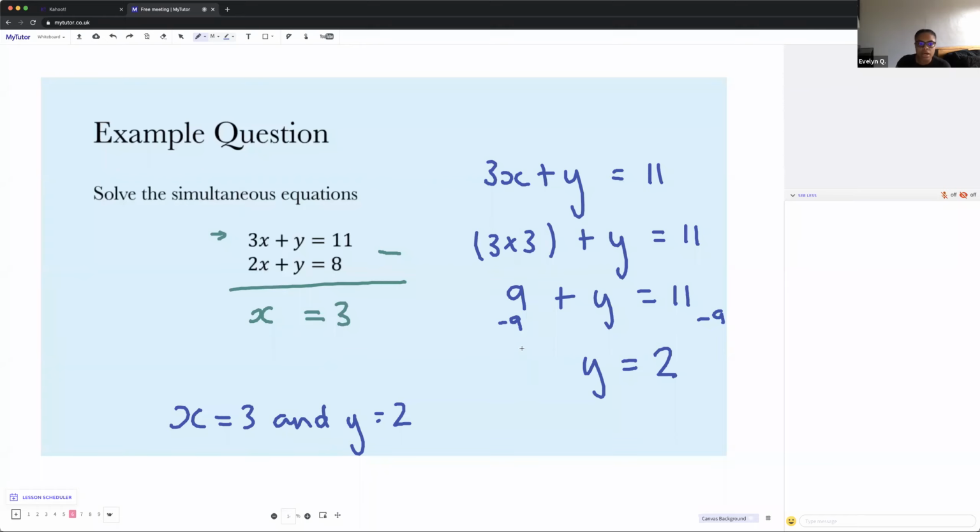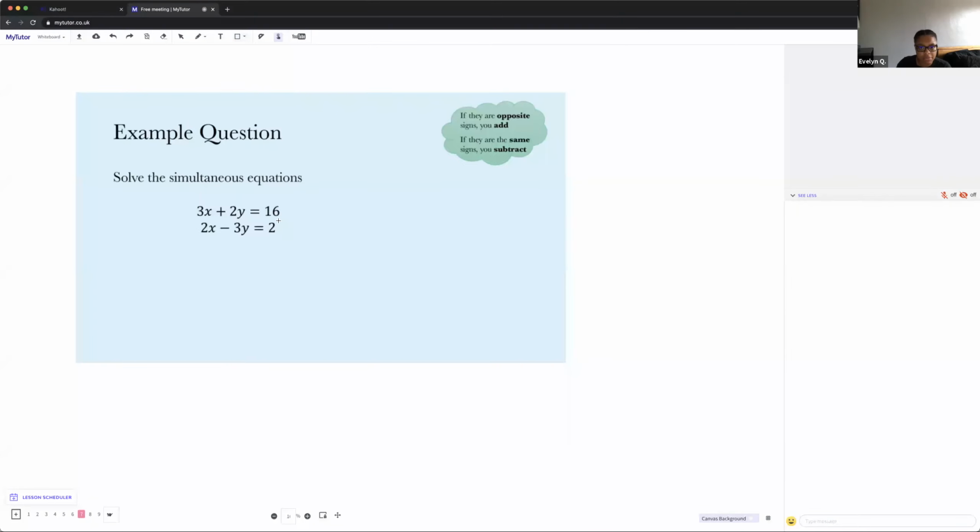A little trick which I would like to point out as well. Sometimes students find it difficult to know whether to subtract or to add the equations. If the numbers in front of the letters have the same sign, you subtract. If they have the opposite sign, let's say one was positive, one was negative, you're going to add the two equations together. So using this tip, and I've got this tip in the bubble at the top over here, to help you guys when answering this one.